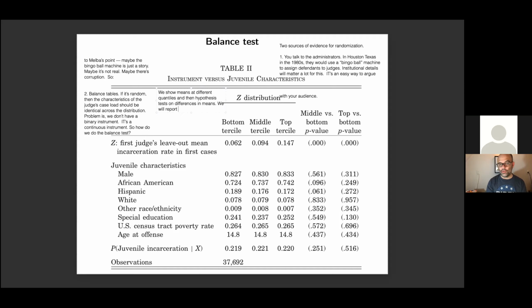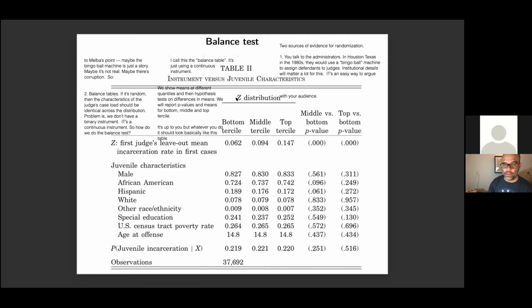We will report p-values and means for bottom, middle, and top tercile. It's up to you. But whatever you do, it should look basically like this table. I call this the balance table. It's just using a continuous instrument.